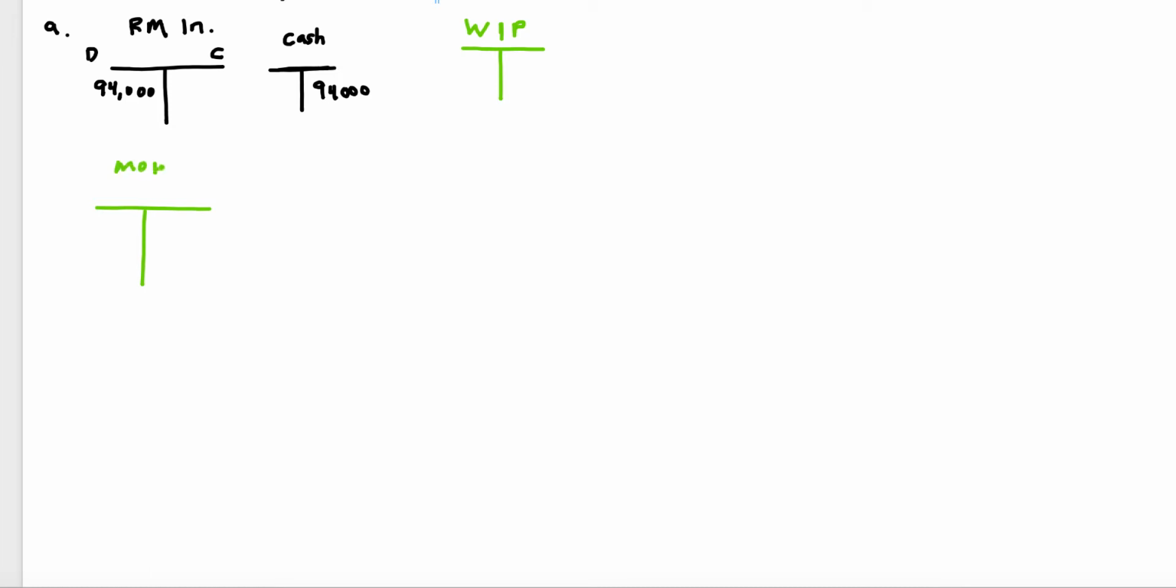manufacturing overhead. So I'm going to credit raw materials for $89,000. I know that 78,000 of this is direct materials. Direct materials flow directly to WIP, so I'm going to debit WIP, or make a left side entry in the T account, for 78,000.